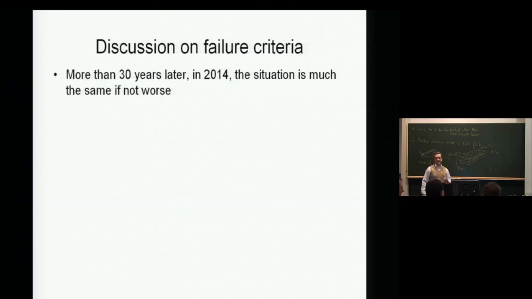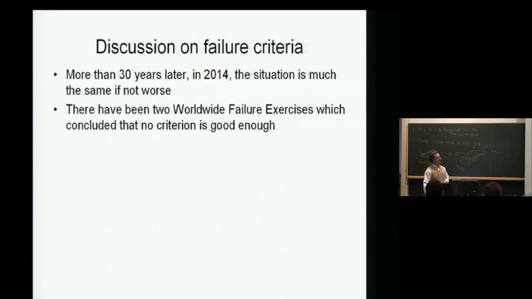So 30 years later, in 2014, we are pretty much in the same situation. We have approaching 100 failure criteria, none of them working well enough. In fact, researchers all over the world got together and did the so-called World-Wide Failure Exercises, and you can look into that on the internet. This is now at its third attempt. There was the first exercise, the second one. I think they're doing the third one now, and we still haven't found a good enough criterion.